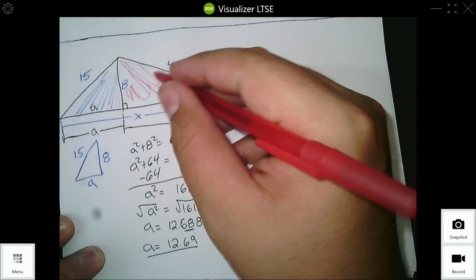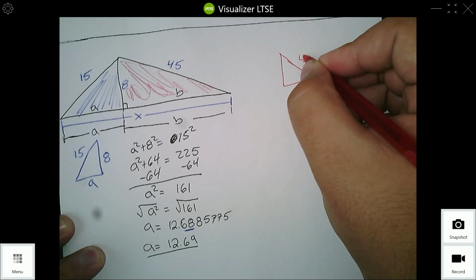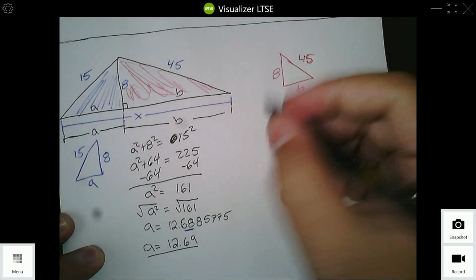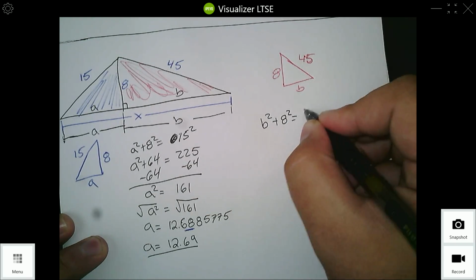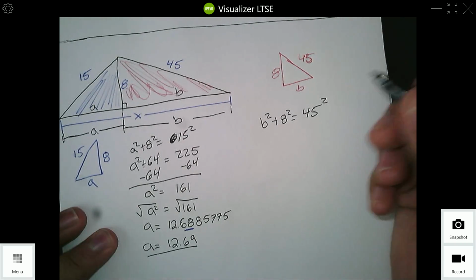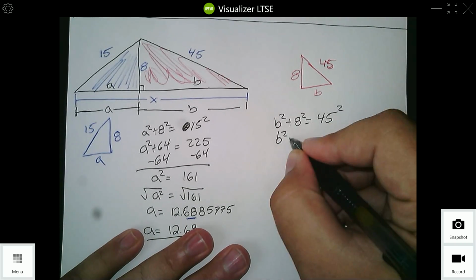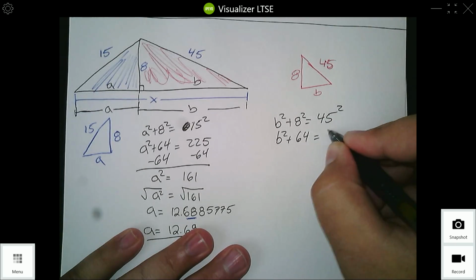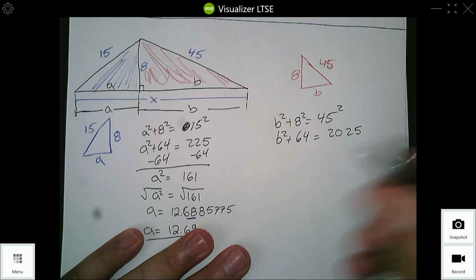Okay, and now we're going to do this triangle. That's a little funky triangle. We have 45, 8, and we have B. So B squared plus 8 squared is equal to 45 squared. We put it in our calculator once again. So we have B squared plus 64 is equal to 2025. We do the same process.